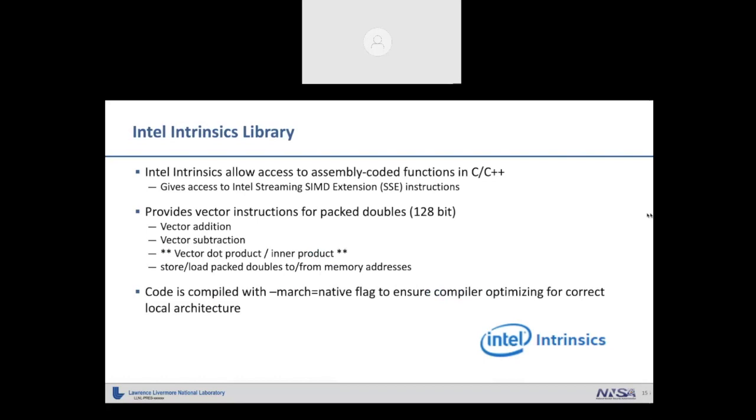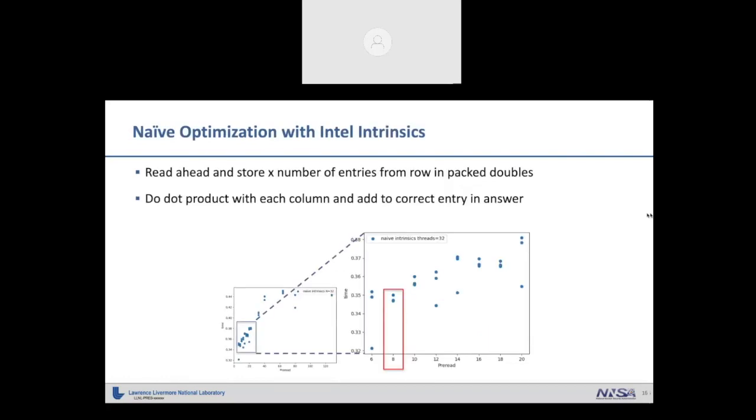And to further optimize these algorithms, we looked into the Intel Intrinsics library, which gives us access to assembly-coded functions, which are Intel's version of SSE instructions. These essentially provide vector functions for packed doubles. For example, vector addition, vector subtraction, and especially in our case with the naive matrix multiply, a dot product. Then we would compile the code with the -march=native flag to make sure that the compiler was optimizing for our correct local architecture. Next slide, please.